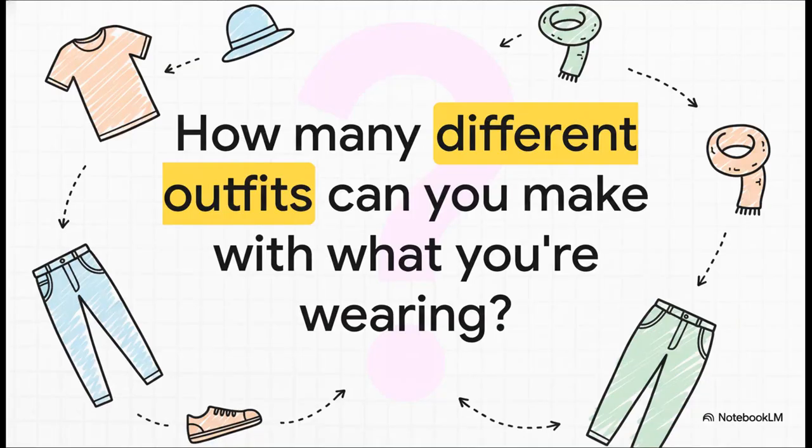All right, let's start with a really simple question. Just look at what you're wearing, or maybe what's in your closet. Let's say you've got 5 different shirts and 3 pairs of pants. How many different outfits can you actually put together? Go ahead, take a guess. The answer, well, it's going to reveal the core idea we're exploring today.